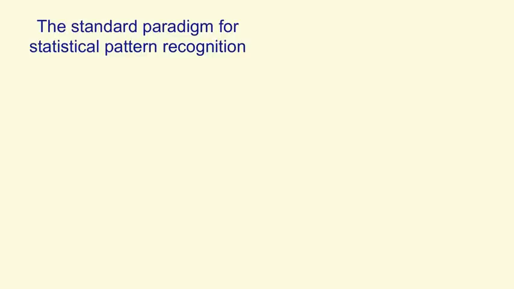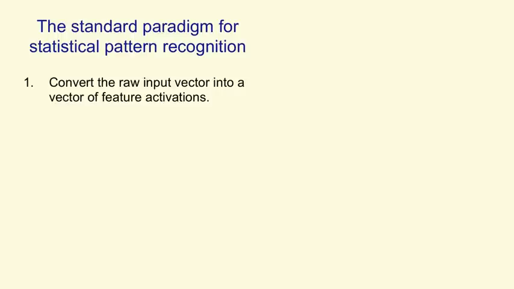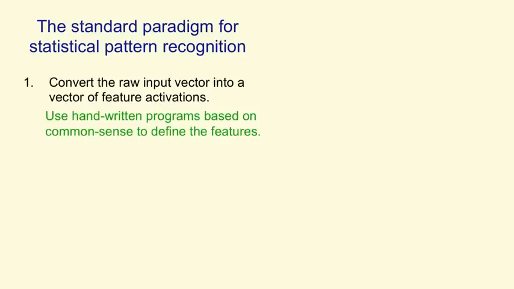In statistical pattern recognition, there's a standard way to recognise patterns. We first take the raw input and convert it into a set or vector of feature activations. We do this using handwritten programs which are based on common sense, so that part of the system does not learn. We look at the problem, decide what the good features should be, try out some features, and see if they work. If they don't work, we try some more features. Eventually we get a set of features that allow us to solve the problem by using a subsequent learning stage.